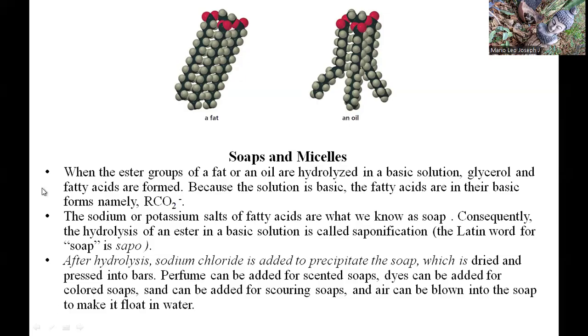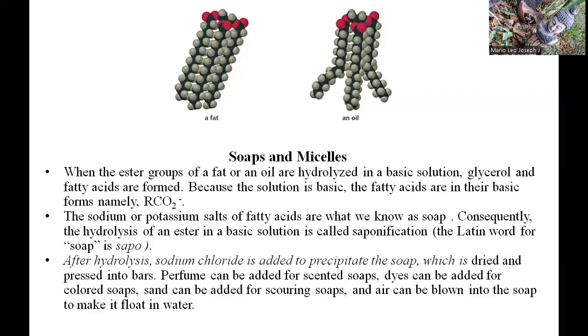So what are soaps basically? Soaps are the hydrolysis products of triglycerides. Oils and fats, when they are hydrolyzed in an alkaline or basic solution, yield the alcohol glycerol and the sodium salts of the fatty acids. This process is called saponification. You take the fat or oil and add 3 moles of sodium hydroxide for every 1 mole of fat or oil that you have taken, and you heat it.